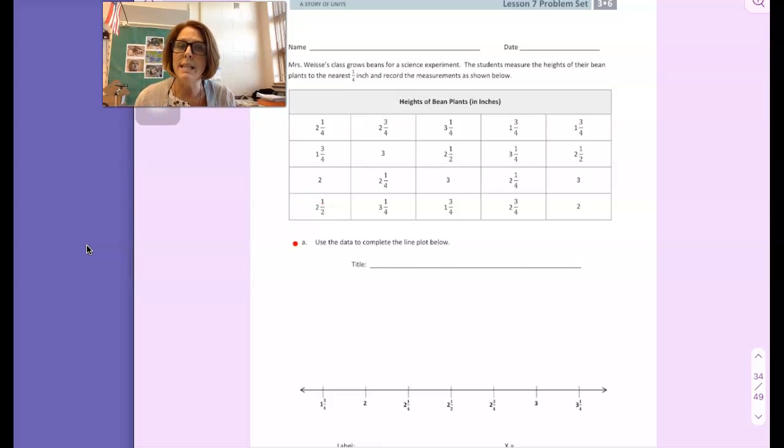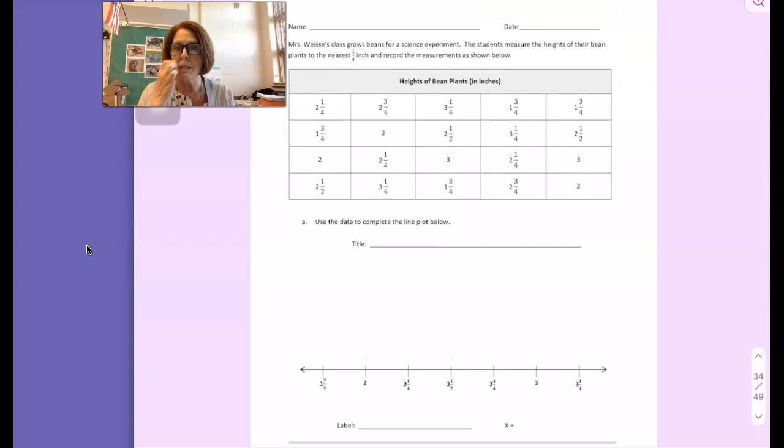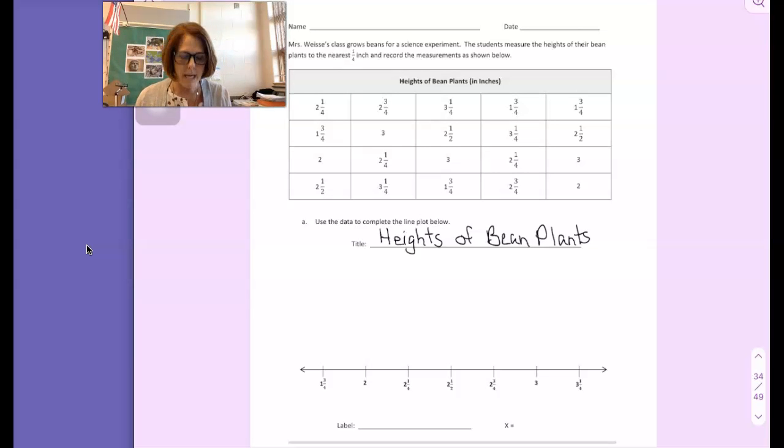Letter A says use the data to complete the line plot below. So that's what we're going to do. They gave us a space for the title. The title, of course, is Height of Bean Plants. They've given us the title already in the chart. We always need a title for any kind of graph that we're doing. We don't need to put in inches because that's what we're going to have down here. So these are the heights. And here we're going to put in inches.